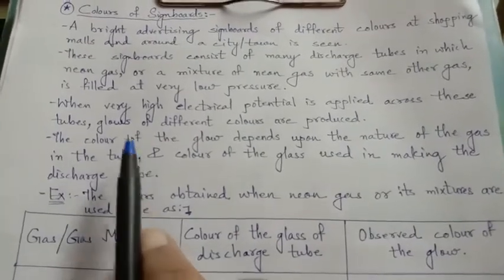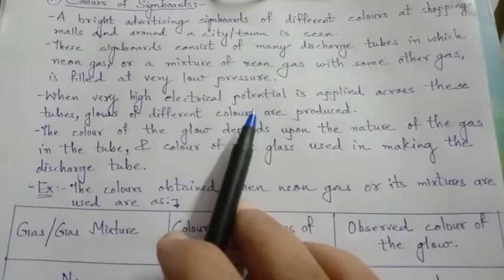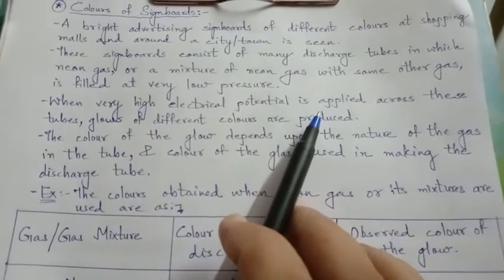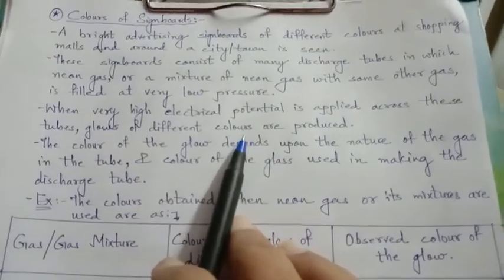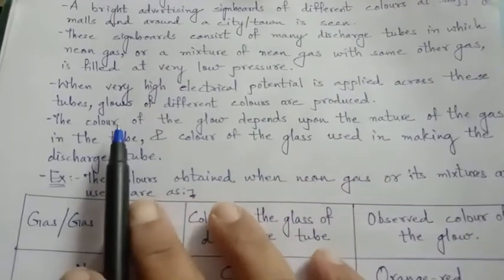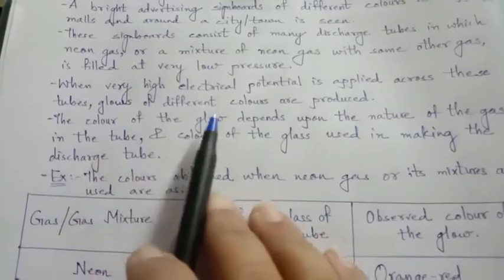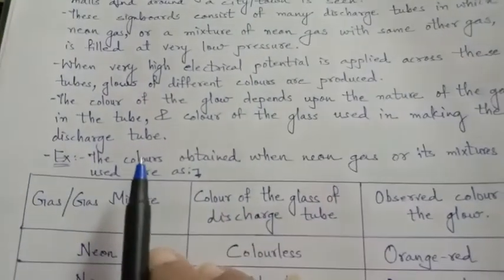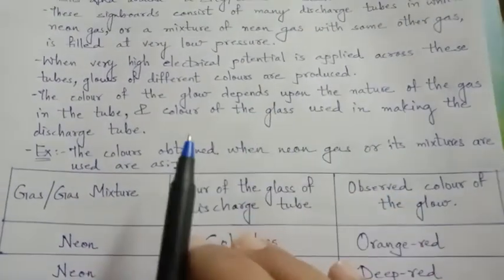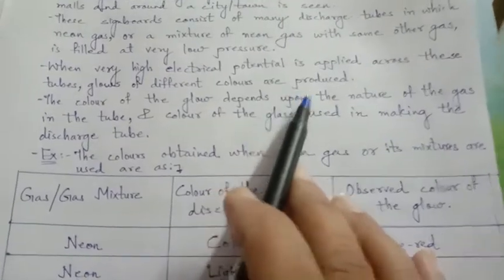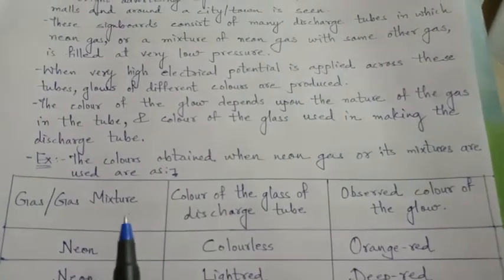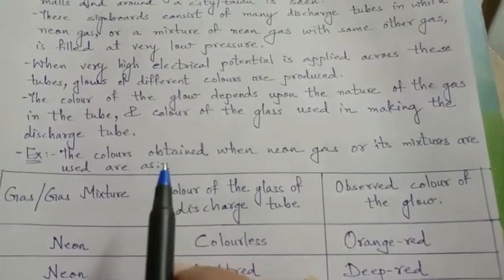Sign, that means glowing. When very high electrical potential is applied, that means the difference of electricity between two terminals, positive and negative, across these tubes, glows of different colors are produced. The color of the glow depends upon the nature of the gas. How are the different colors produced? It is not that only one type of gas or only one type of glass tube is used and all the time different colors are produced.